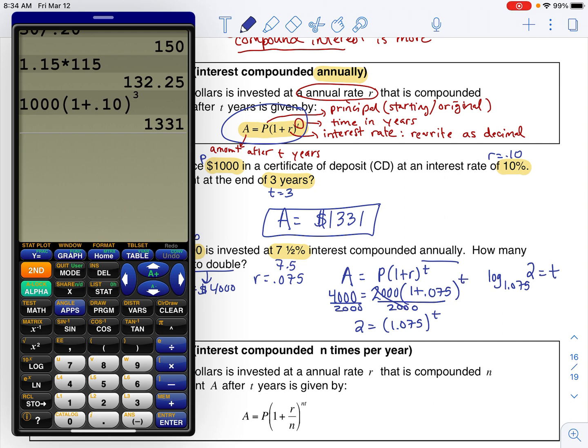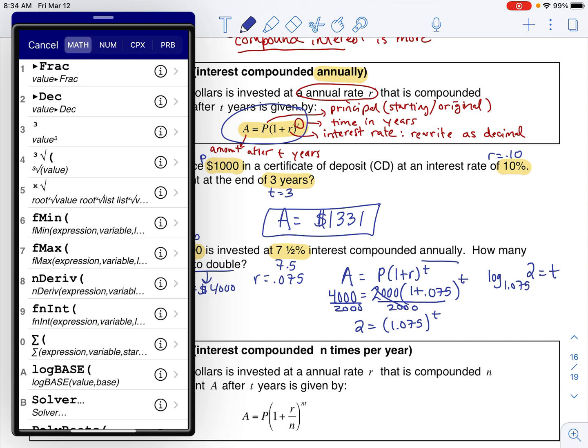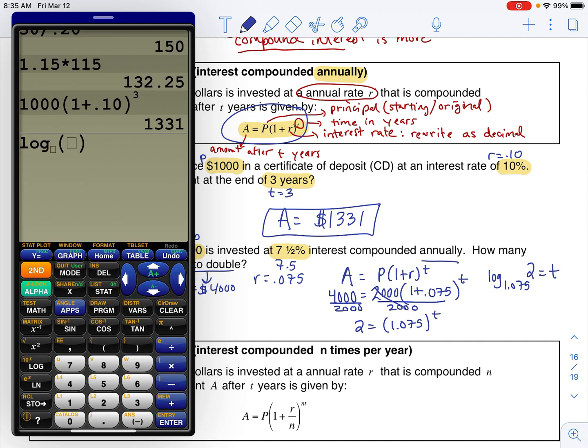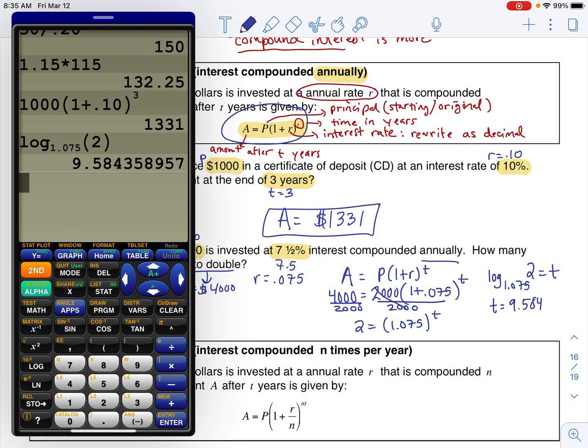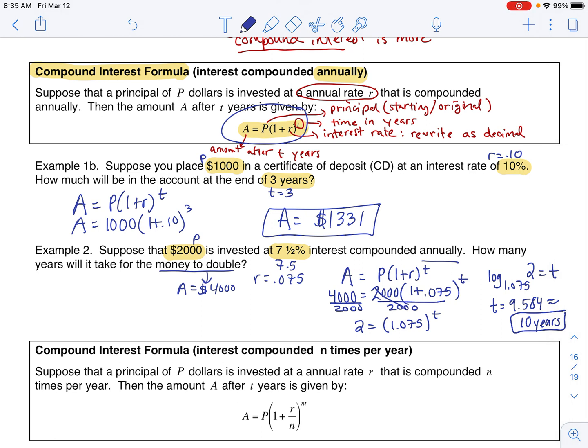And so now I would type that in my calculator. So log base, right? We talked about this in the calculator, so I have to go to math. Log base. My base is 1.075, and my argument is 2, and there is my time. Okay, now we want to know how many years will it take. So 9 years is not enough, and it's asking for actual years, so I would round this up to 10 years. It didn't say what to round to. You could leave it 9.58 years, 9.6 years. If it's looking for a whole number, though, I would go ahead and put it at 10 years.